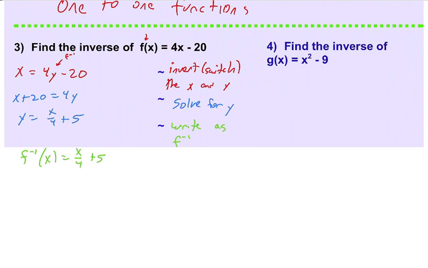The very first step is when you're actually doing the inversing. You actually switch the x and the y. Everything after that is just because we like to get y by itself. So that's what we'll do. That way we could use the function notation. So we'll do that for number 4 also here.